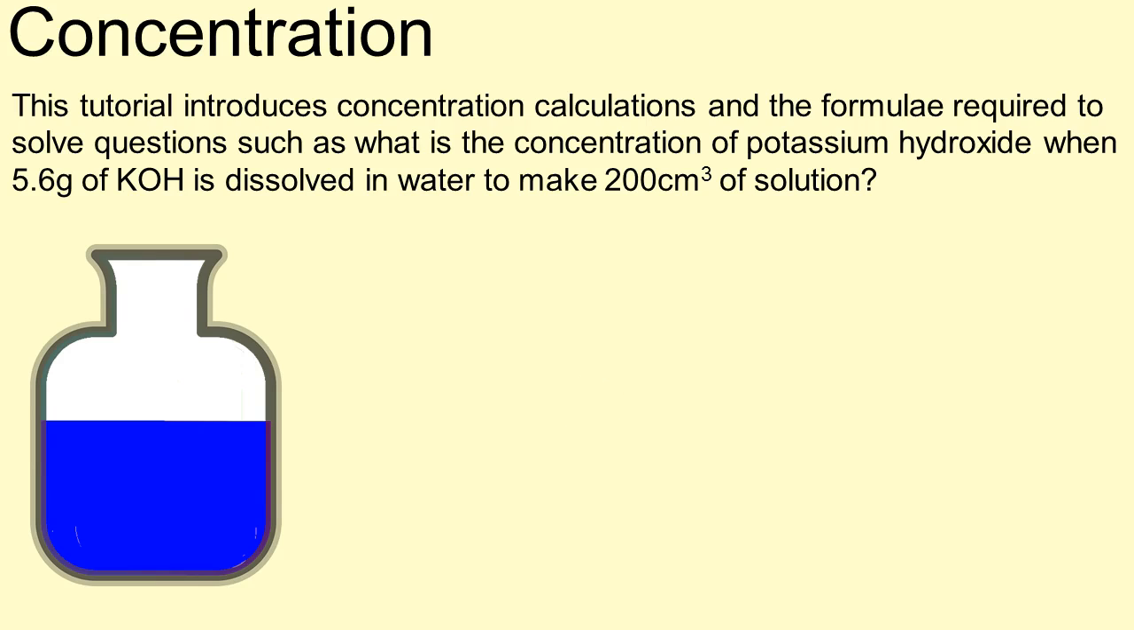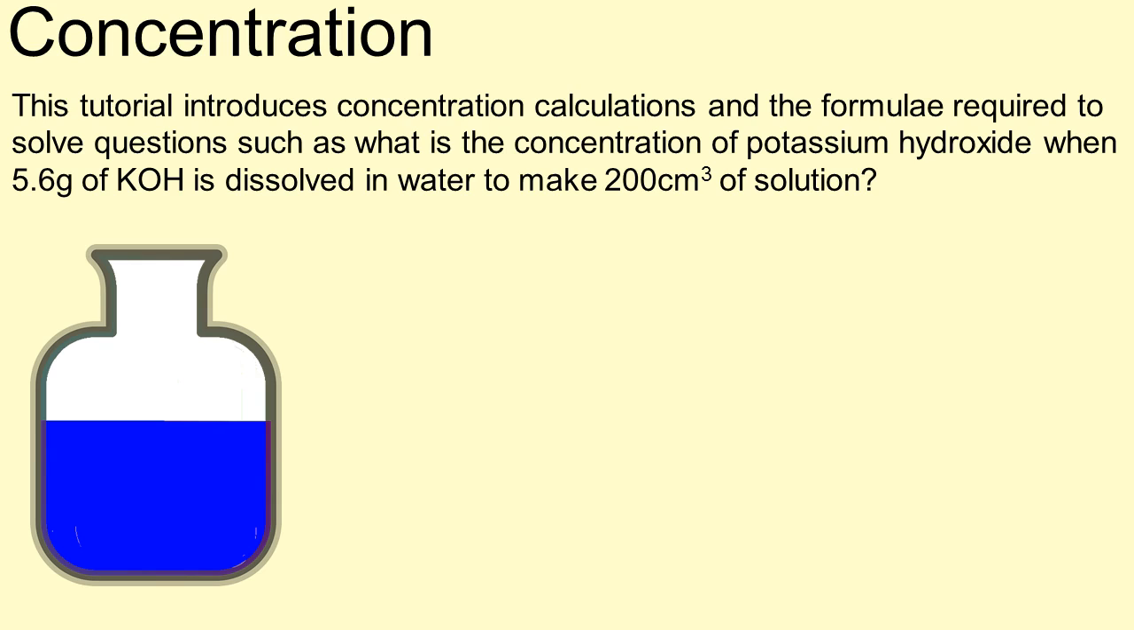This tutorial introduces concentration calculations and the formulae required to solve questions such as what is the concentration of potassium hydroxide when 5.6 grams of potassium hydroxide is dissolved in water to make 200 centimeters cubed of solution.